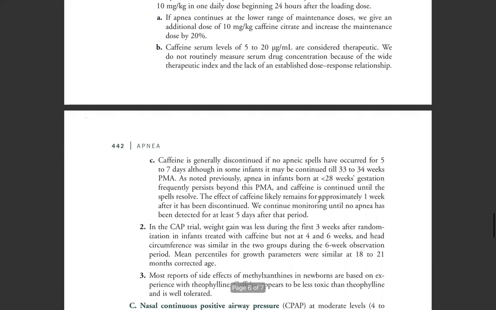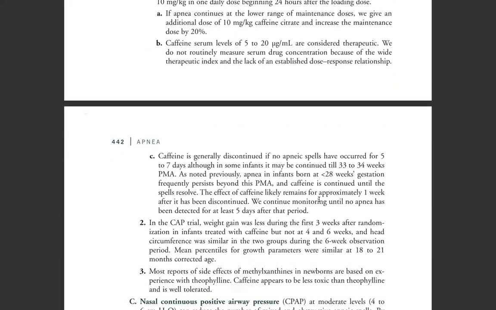When should you discontinue caffeine? As I told, if the apneic spells have not occurred for 5 to 7 days. Suppose you started caffeine for a sepsis baby because of apnea, and the apneic episodes have not occurred for 5 to 7 days, you may stop caffeine. If there is apnea of prematurity, you may have to continue till 33 to 34 weeks. Sometimes in babies less than 28 weeks, you may have to monitor beyond term also.